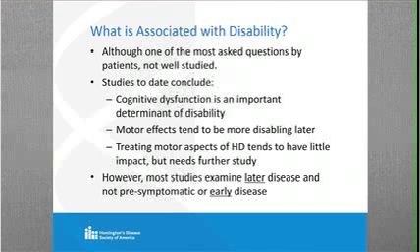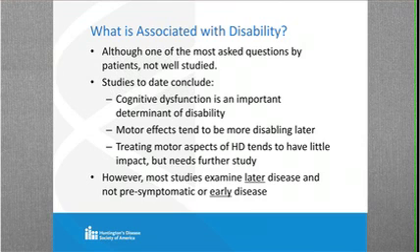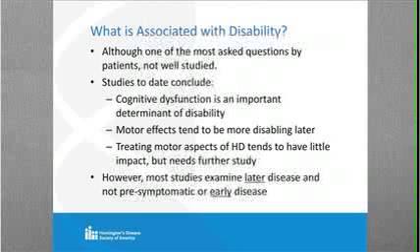Studies to date in terms of disability conclude that cognitive dysfunction is one of the most important determinants of disability. The motor effects tend to be more disabling later, and they can be one of the reasons why people wind up in a nursing home. Treating the motor aspects of Huntington's disease tends to have little impact, but this also needs further study because we really haven't looked at that. Most studies do examine later disease and not pre-symptomatic or early disease when it comes to disability.